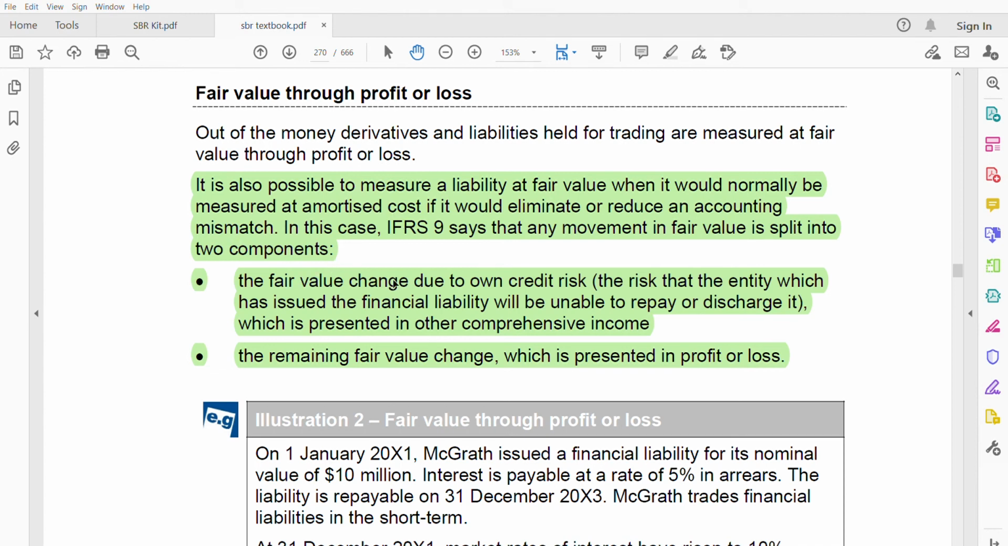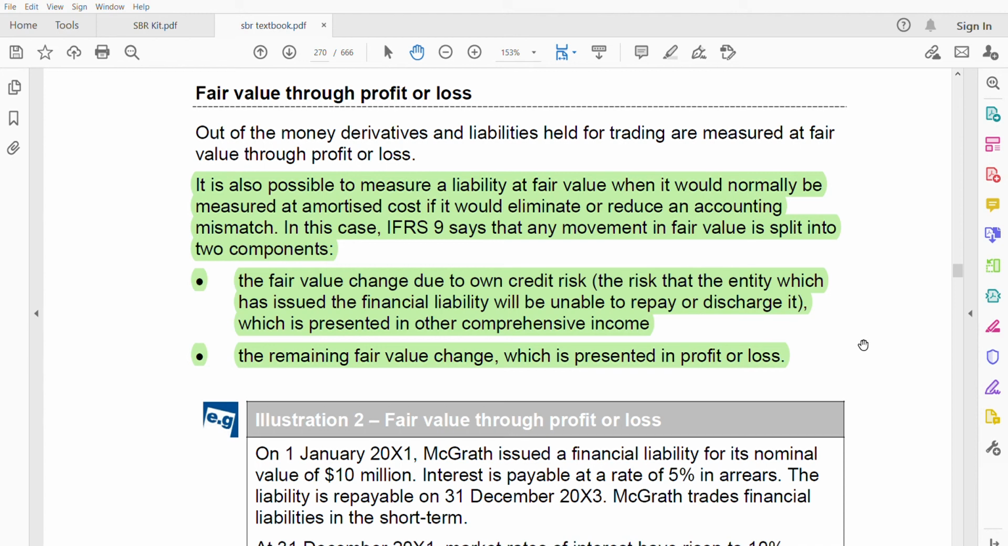Number one, fair value change due to the own credit risk, is presented in other comprehensive income. Number two, the remaining change is presented in profit and loss account. You should know what goes where. The own credit risk is the risk that the entity which has issued the financial liability will be unable to repay or discharge it, and it is presented in OCI. The remaining fair value change is presented in profit and loss account. That means first you work out the OCI portion, and the balance goes to profit and loss.